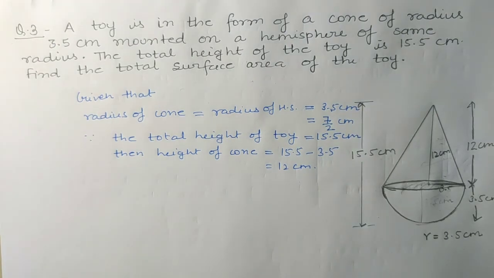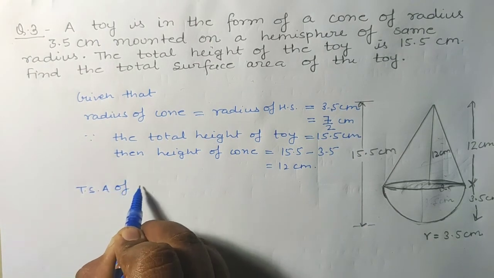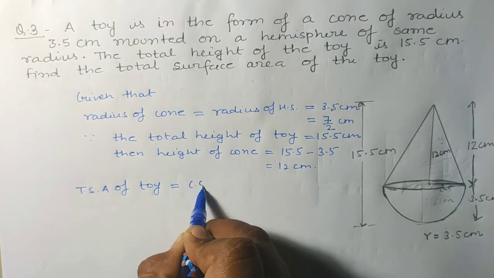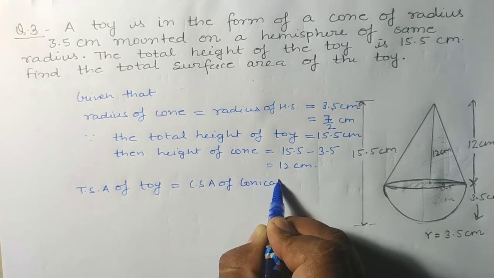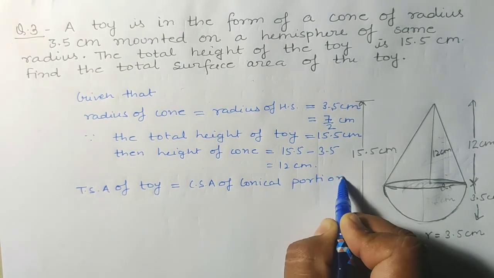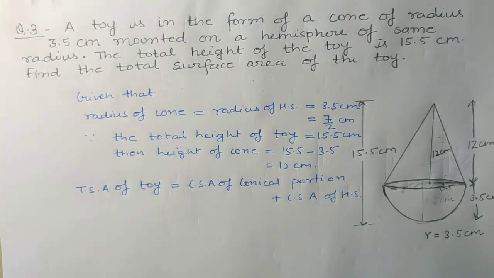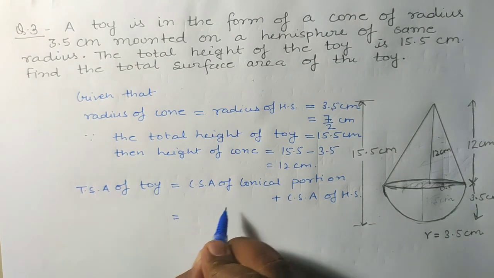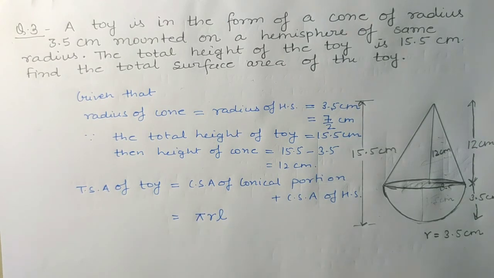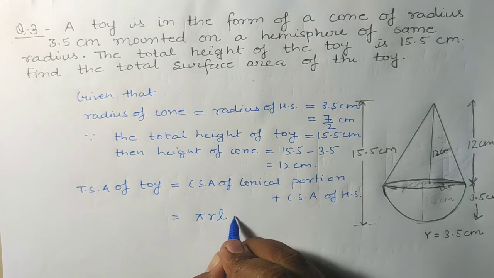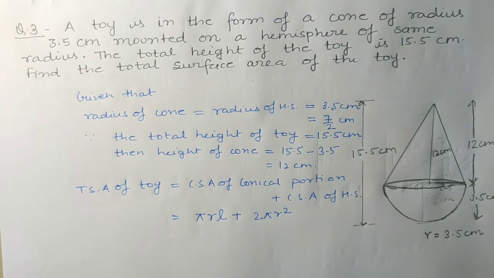Okay, now total surface area of toy is equal to curved surface area of conical portion plus curved surface area of hemispherical portion. What is curved surface area of conical portion? We know very well, it is equal to pi r L. And what is curved surface area of this hemisphere? It is equal to 2 pi r square.